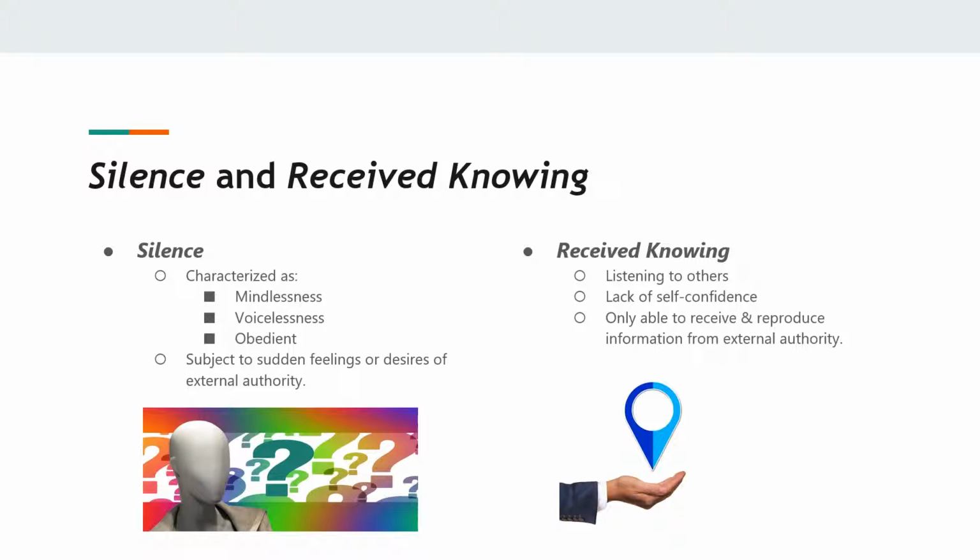The second perspective is received knowing. This is characterized as a woman listening to the voices of others. It includes a lack of self-confidence and that one is only able to receive and reproduce knowledge that has been imparted on them with external authority. In higher education, this is more commonly seen with first-year students.